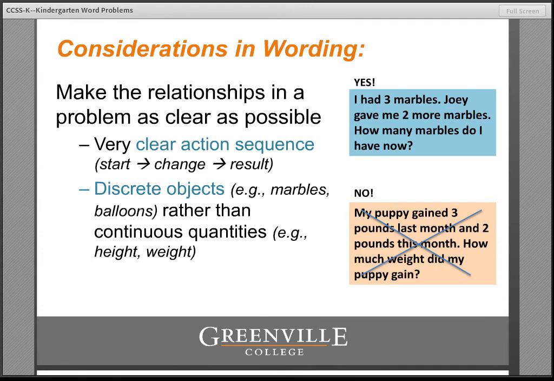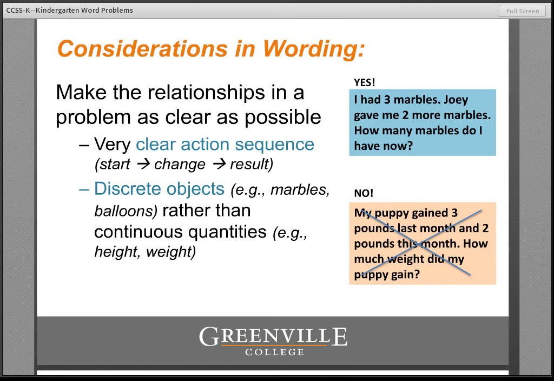Both of the examples shown here do use a much more clear action sequence, which should be easier for your children to access. But the bottom problem is going to be much harder for children because weight is a continuous quantity. And we gain weight incrementally. We don't just go around one size and then 1 whole pound comes all at once. And it doesn't come in pound intervals. So discrete objects are separate entities that can be easily counted as individual items. And so those are the kind to stick with in kindergarten.